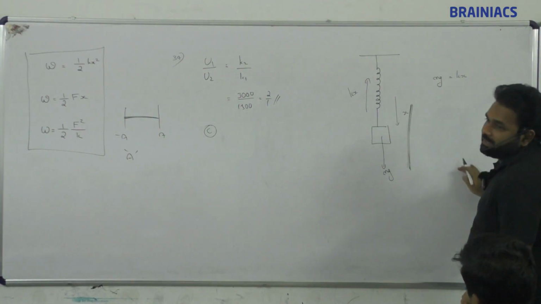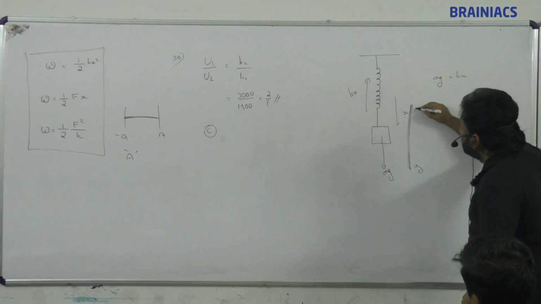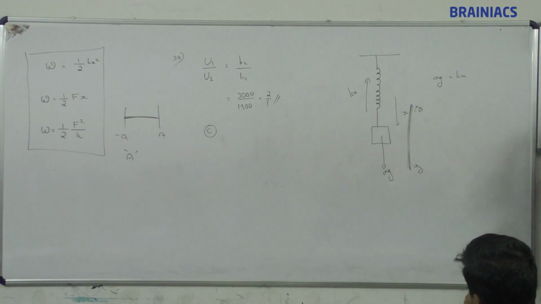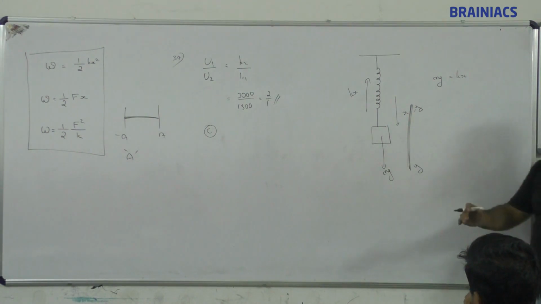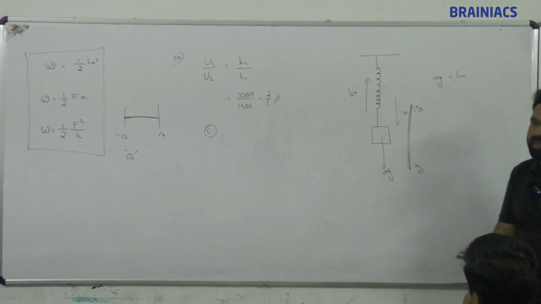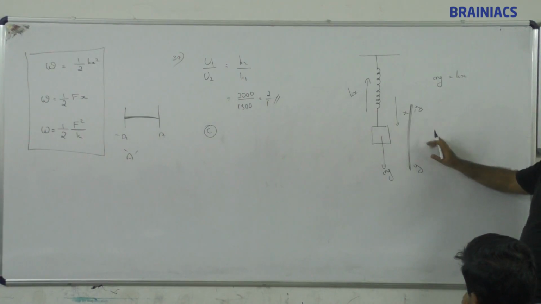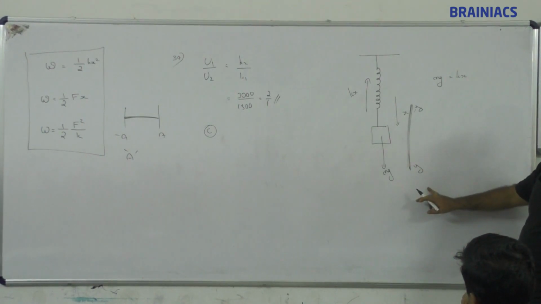Suppose if it is going to oscillate like this, there will be plus y, minus y. So what happens is, if it is stretched to the maximum, we can say the work done will be mg into that y, mgy.